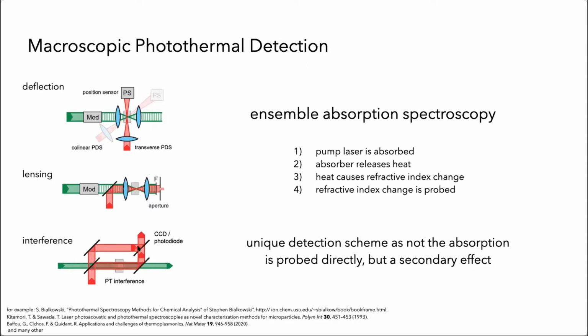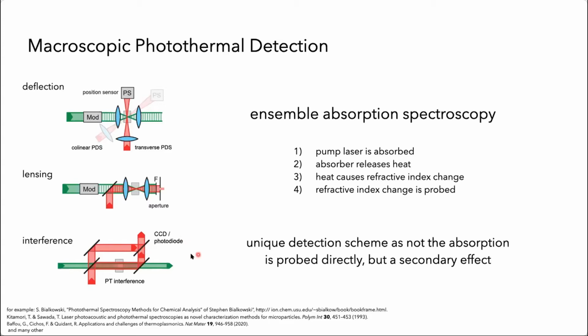So the unique thing about that, and also about the single particle detection, is essentially that the absorption is not directly probed, but you use that secondary effect of the refractive index change in the environment to see what you have done actually. And this makes the whole signal generation process, of course, a little bit more complex than the normal fluorescence microscopy, and you've seen that nicely in the talk before.